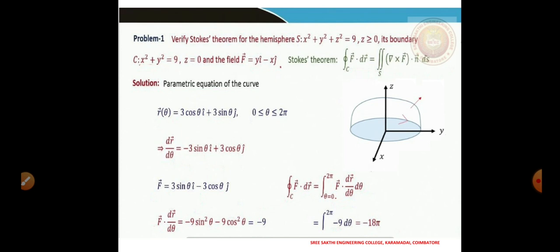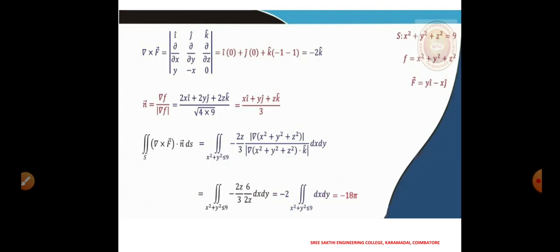And now in the second case, we will consider the right side integral, where we need to compute the surface integral over this hemisphere. So for that, we have S, the surface, with the equation of the surface, and this vector field F vector. So we need to compute the curl of F vector. That means this determinant: first row i vector, j vector, k vector; second row dou by dou x, dou by dou y, dou by dou z; third row y, minus x, 0.